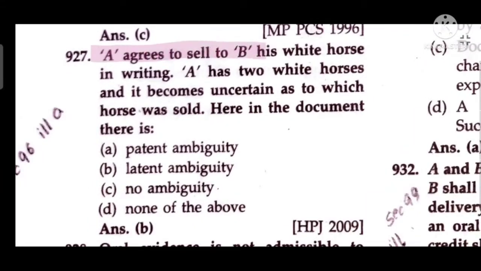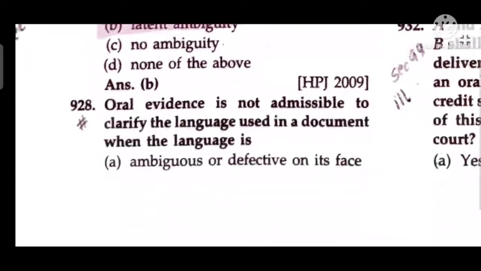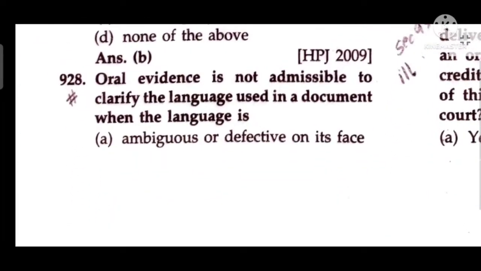A agreed to sell B his white horse in writing. A has 2 white horses, and it became uncertain as to which horse was sold. Here in the document there is a latent ambiguity. Oral evidence is admissible to clarify the language used in the document.